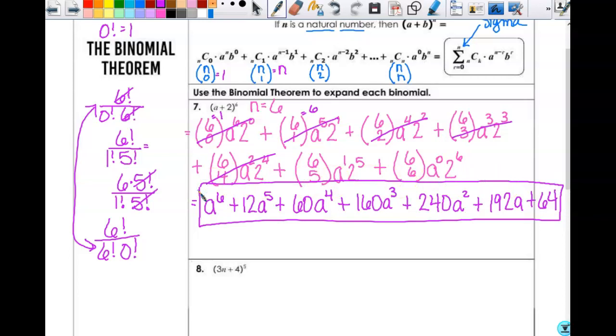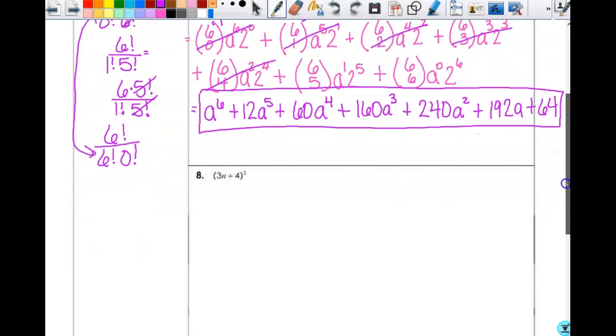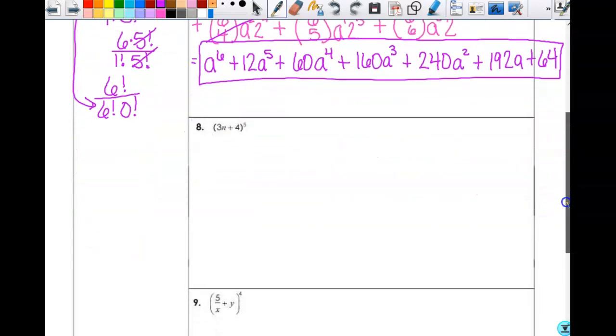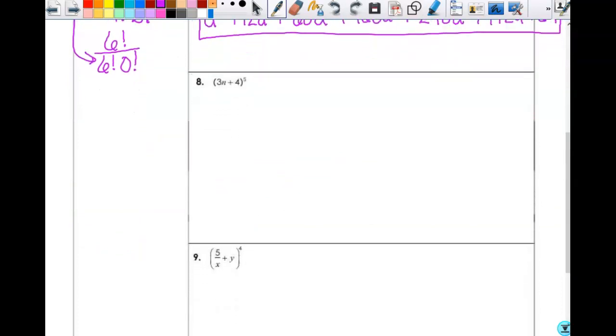All right. Now, we're going to do one that has more numbers in it. Let's see what that looks like. All right, so n is equal to 5. So to write this out, and this is the work that you have to show, this is going to be 5, 0, and then 3n to the 5th times 4 to the 0.